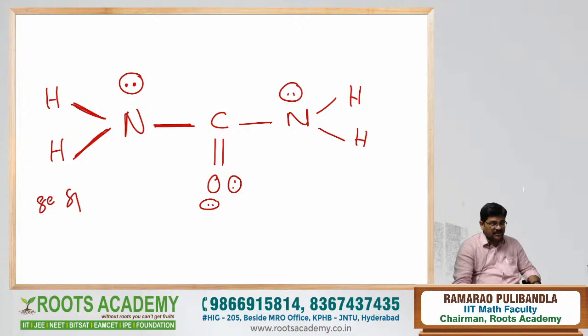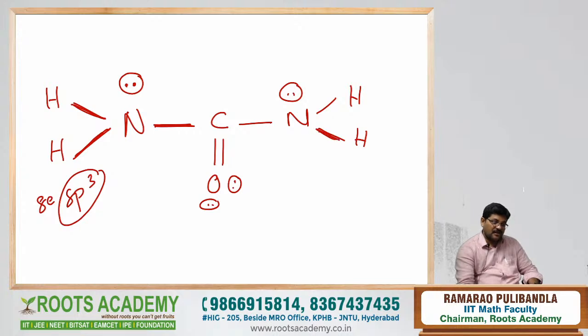8 electrons means you think that this is sp3. Nitrogen is sp3. In hybridization, the lone pair is also counted. That's why the hybridization is sp3 for nitrogen.